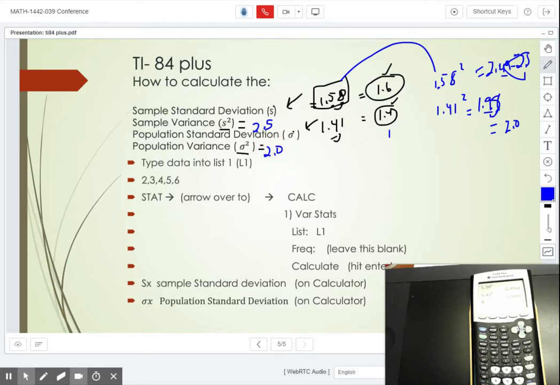So this is how to find sample standard deviation, sample variance, population standard deviation, and population variance. I hope the video helps.